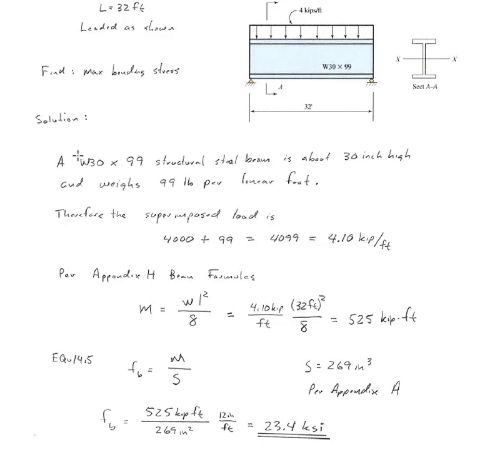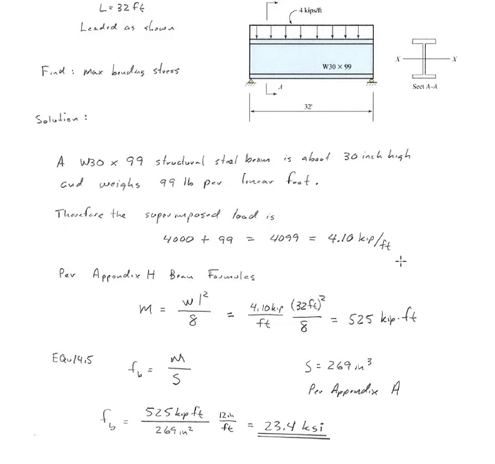So the first number, the W30, the 30 is roughly the height of the beam, in this case 30, and the by 99, 99 is pounds per linear foot. So if we're going to superimpose those loads, what we have is the 4,000 pounds, that's this 4 kips per foot, plus 99, and what we have is 4.1 kip per foot.